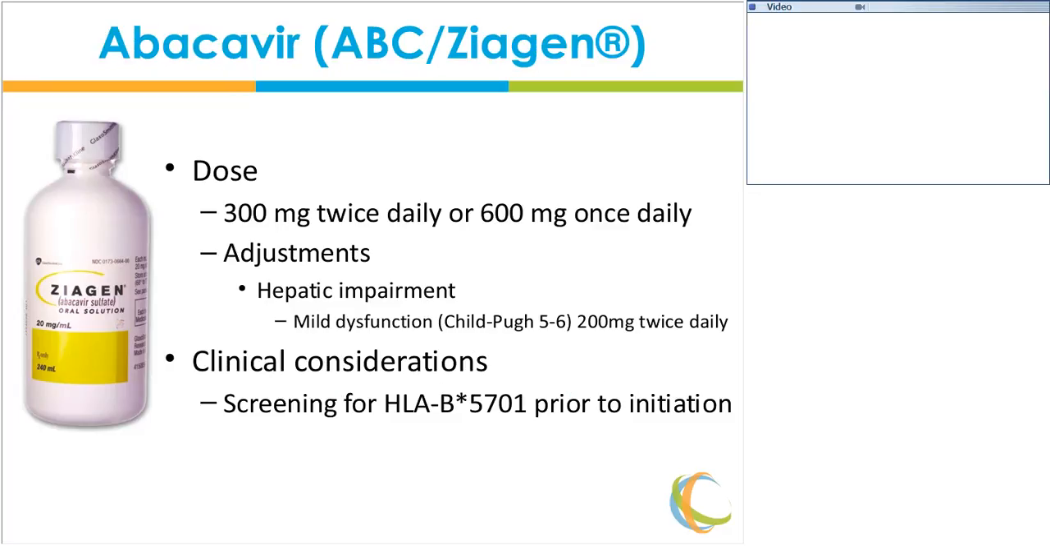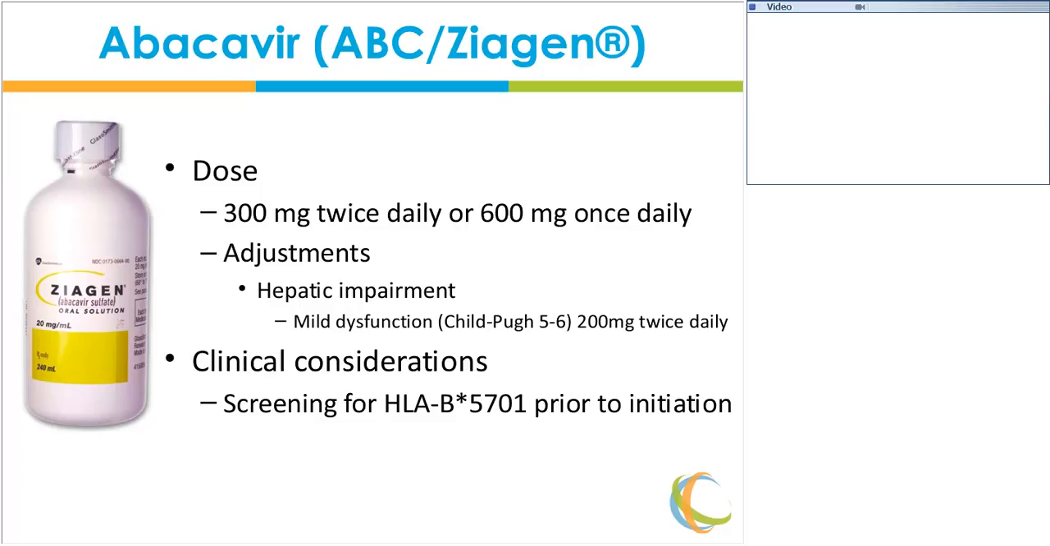Now we will move on to discussing the individual medications. Abacavir, also known as ABC or Ziagen, is a guanosine analog, which means that it is structurally similar to guanosine, and when it incorporates itself into the viral DNA, it is mistaken for guanosine. The recommended adult dose is 300 milligrams twice daily or 600 milligrams once daily.